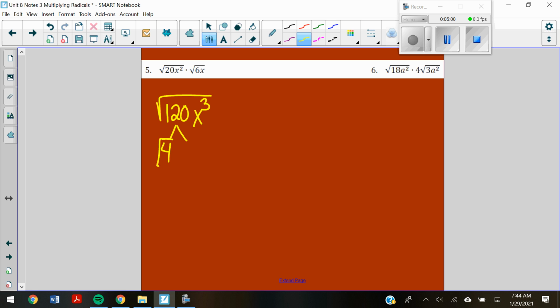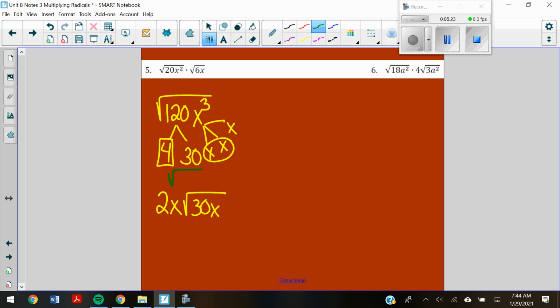It seems so little, but it's the largest one that comes out. Okay, x cubed gets broken down into 3 x's, and so you have 1 pair. So we are going to have 2x square root of 30x. So some of you might be like, whoa, how'd you get there?